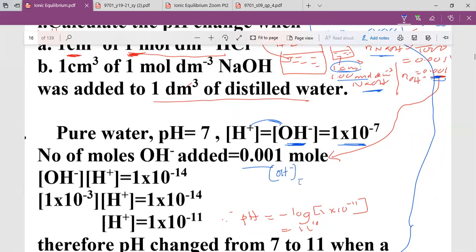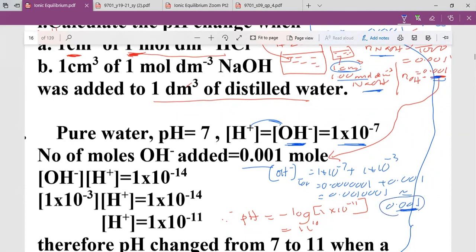Total number of moles is equal to 1 times 10 to the power of minus 7 plus 1 times 10 to the power of minus 3. Same as the acid, right? So it's 0.123456 plus 0.12, which is also equal to 0.001234, approximately equal to 0.001. So this is my OH minus over 1 dm cube. So this is the constant.